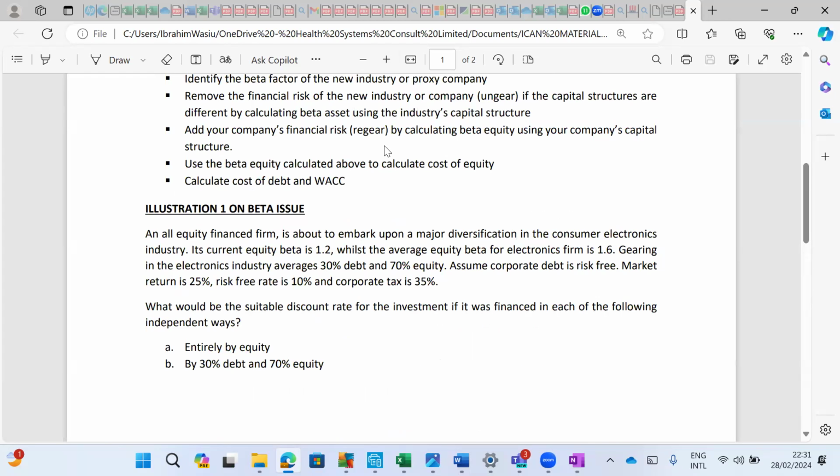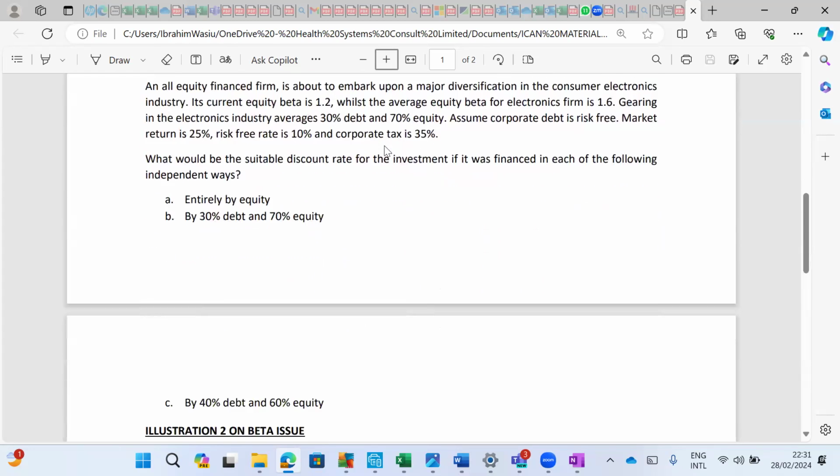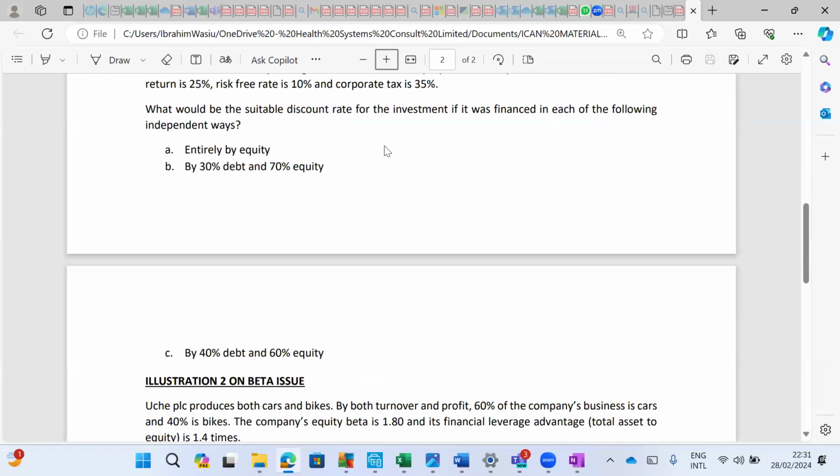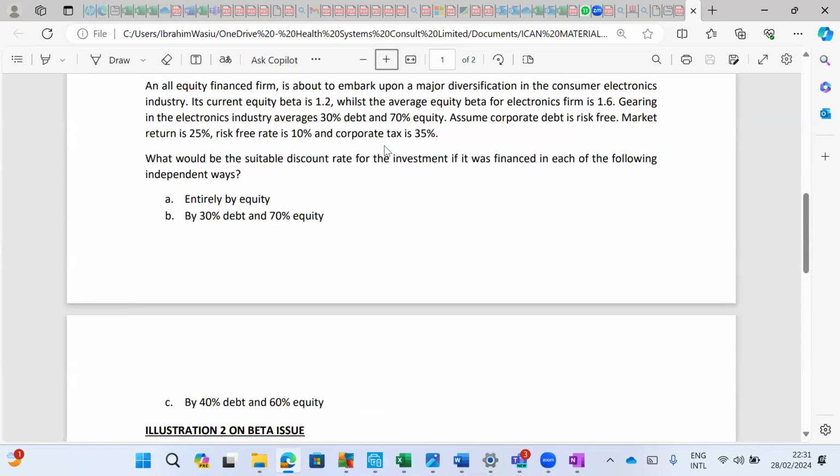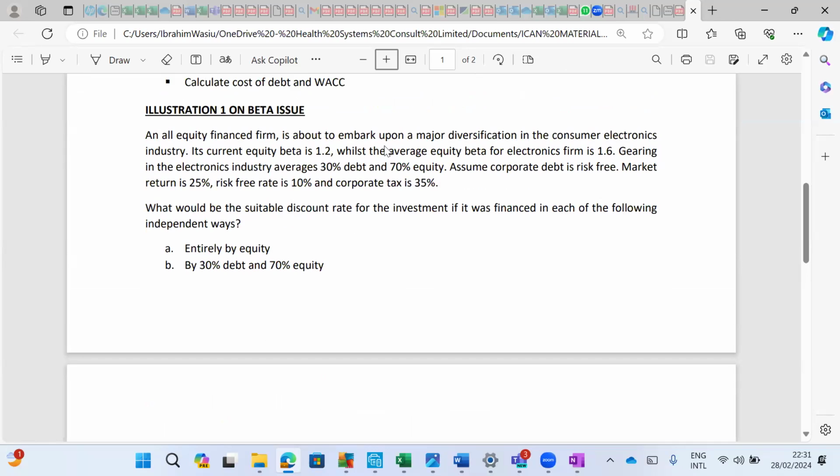Okay, so I will do A and B, then maybe we can do C and the second question. So who will read for us from the requirement? An all-equity finance firm is about to embark... From the requirements, sir.